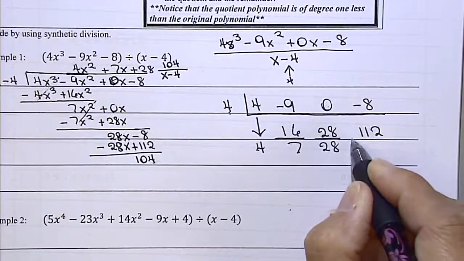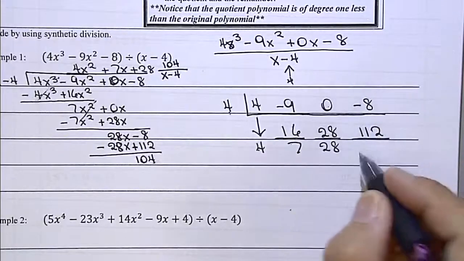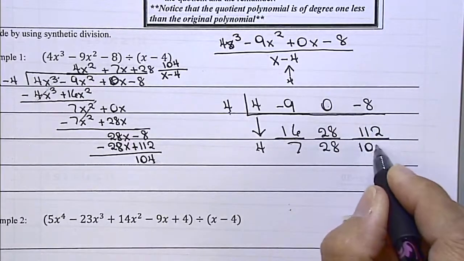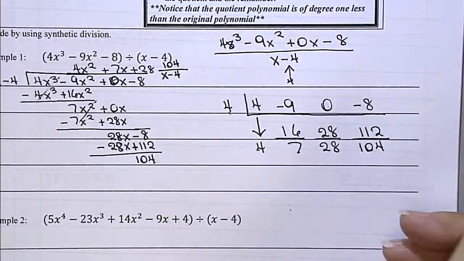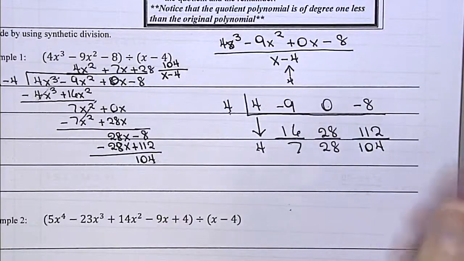And I say 4 times 28. Yeah, you've done it before, haven't you? And then I say 112 minus 8. What does it give me? These numbers should be sounding a little familiar to you. Okay, well, we've got numbers. What do we do with them?